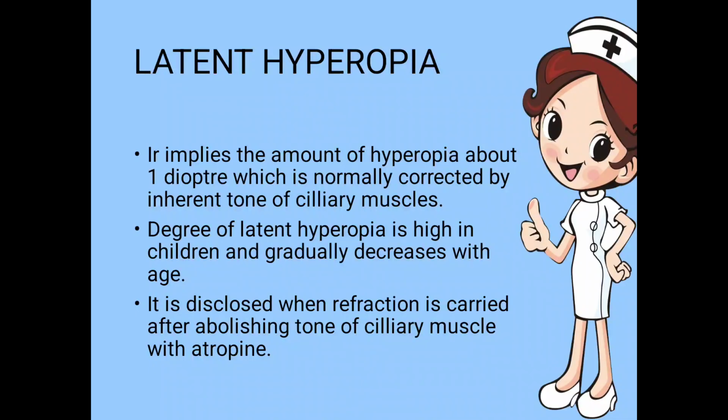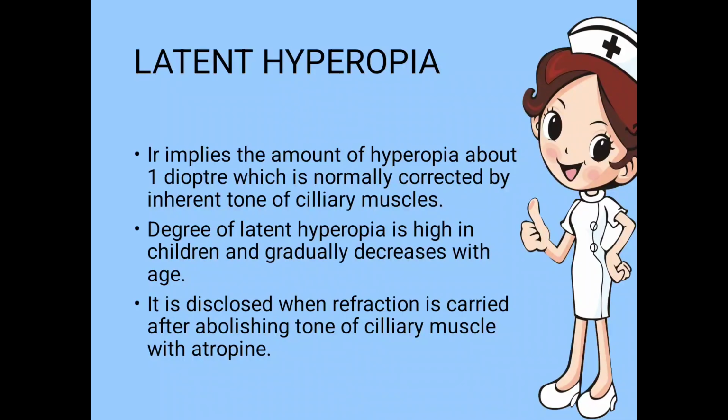If the patient is not dilated, we are not able to find it. Only in the dilated condition are we able to find that the patient has latent hyperopia. That is why it is known as hidden hyperopia. The degree of latent hyperopia is high in children. In children we will get to know that the person has some power but not the correct power. The correct power we can find by using cycloplegic drops only, because it is very high in children. We can see that the patient is hyperopic, but how much is given by dilated refraction only, and it gradually decreases with age.